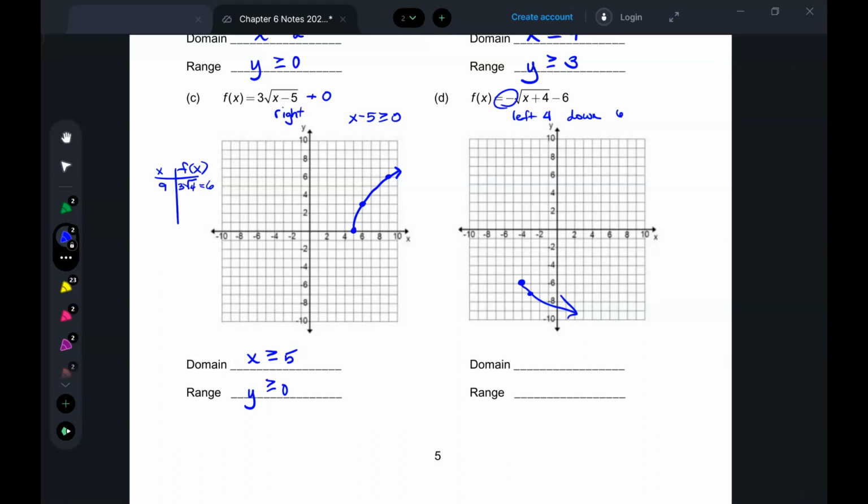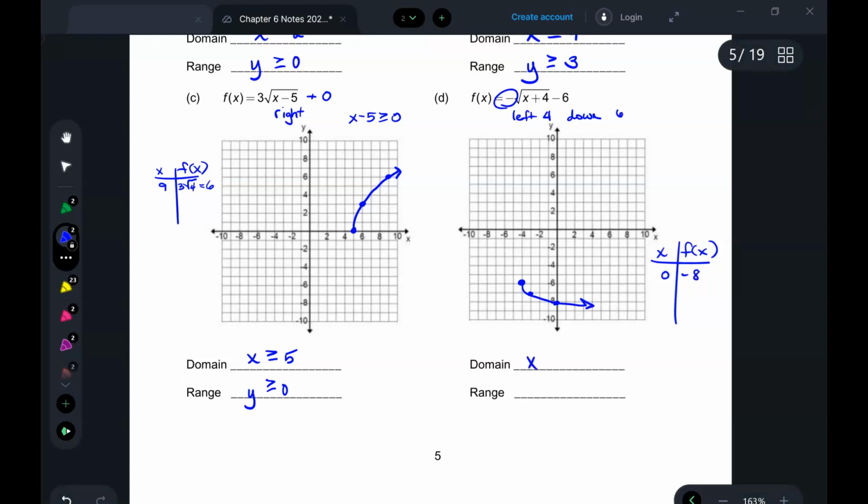There's no third point. Oh, you want to do a third point? We can do a third point. If I would want to plug in, what would be a good number to plug in? How about 0? Yeah, 0. If I plug in 0, that will give me 4. So 2 minus 6 would be -8. So there's a third point if you want it.